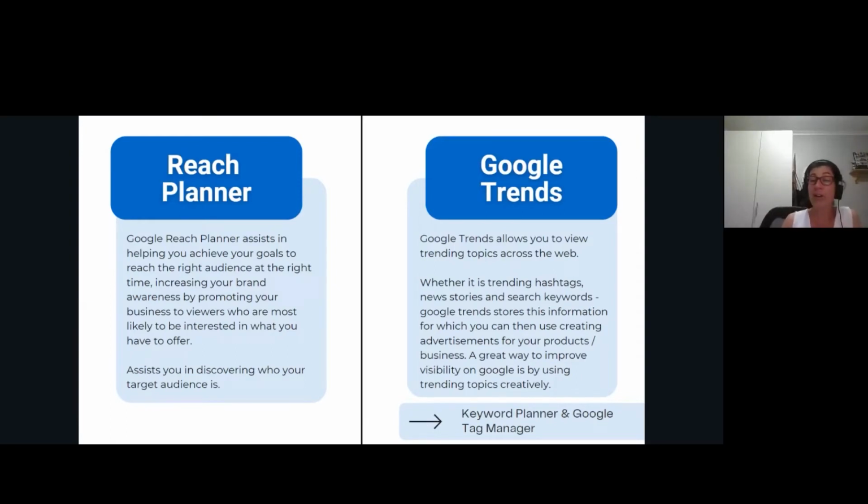Google Trends allows you to view trending topics across the web. Whether it is trending hashtags, news stories, or search keywords, Google Trends stores this information, which you can use when creating advertisements for your product's business. A great way to improve visibility on Google is by using trending topics creatively.